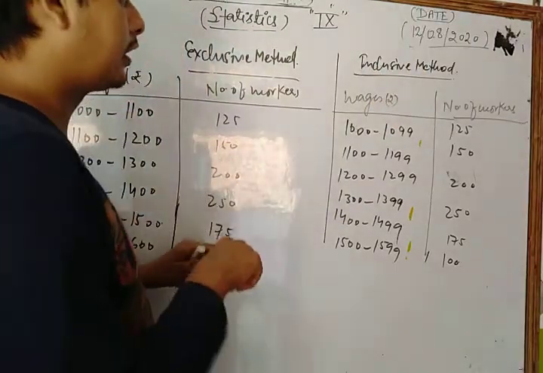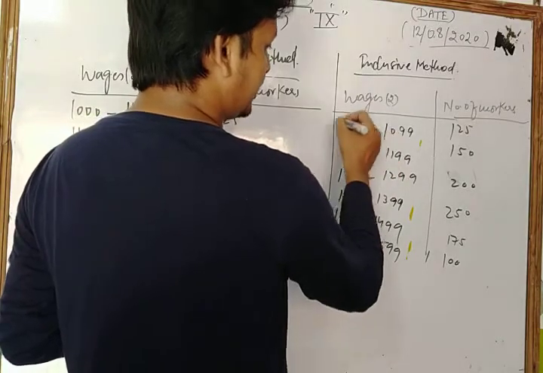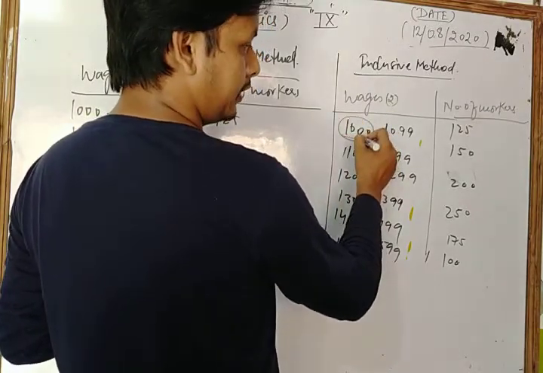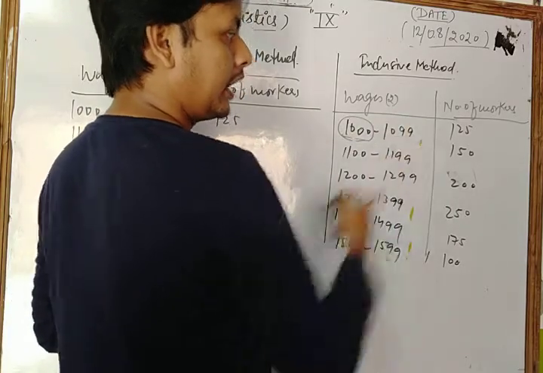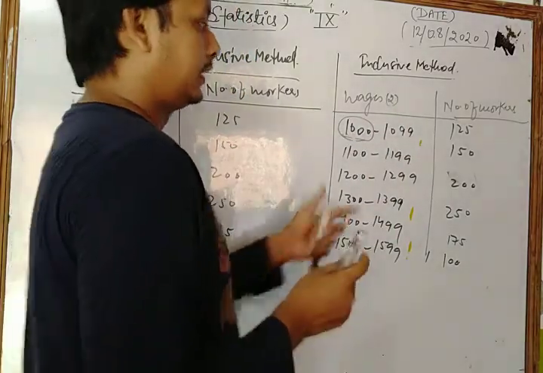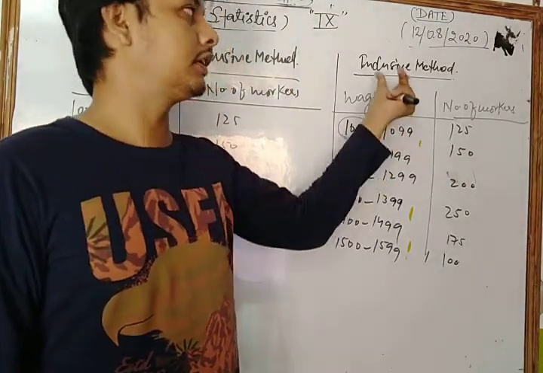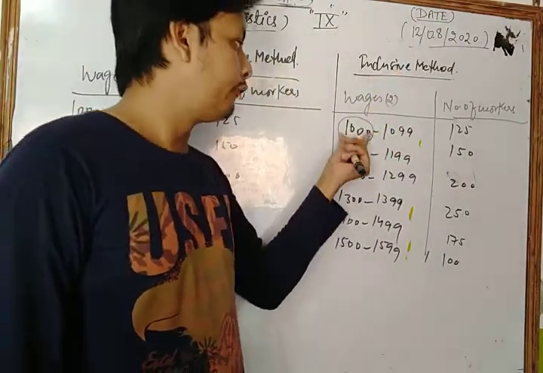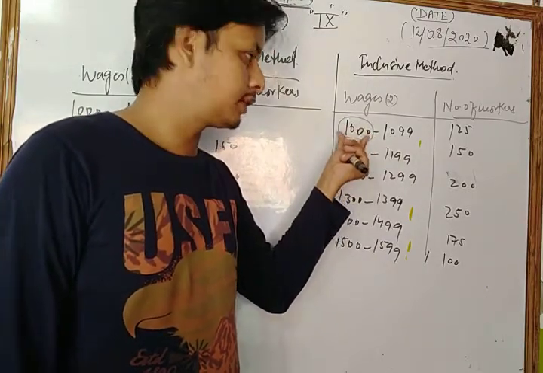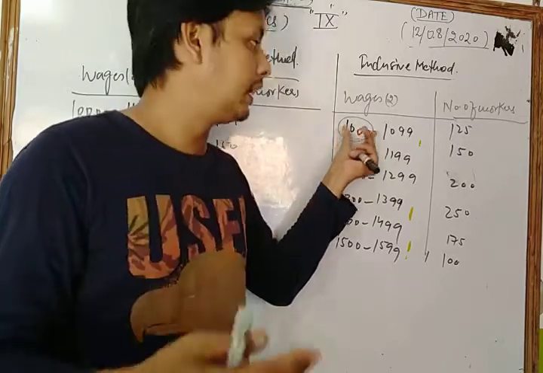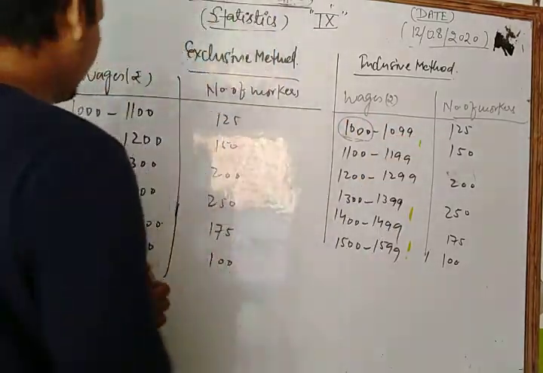Dear students, in that type of distribution we subtract 0.5 from the lower limit and add 0.5 to the upper limit. This is the lower limit and this is the upper limit, na? So if we convert inclusive to exclusive, we subtract 0.5 from the lower limit and add 0.5 to the upper limit. So let's see.